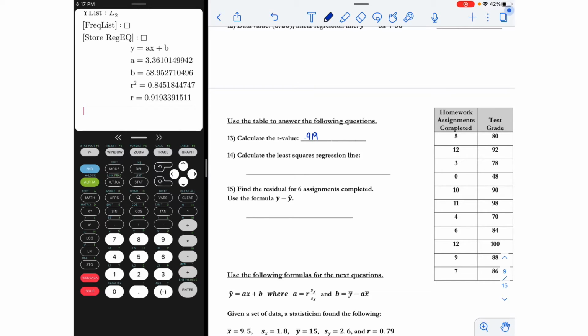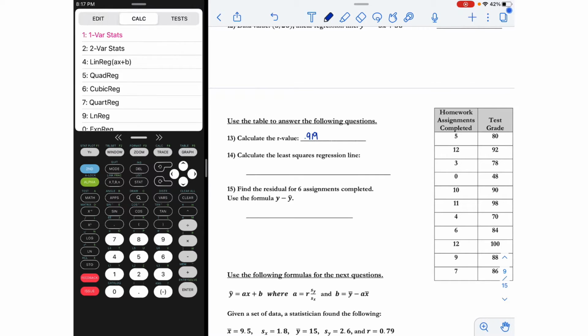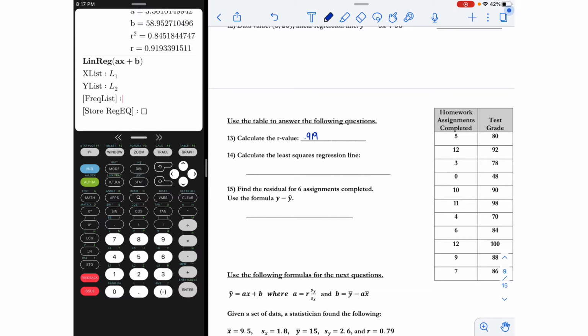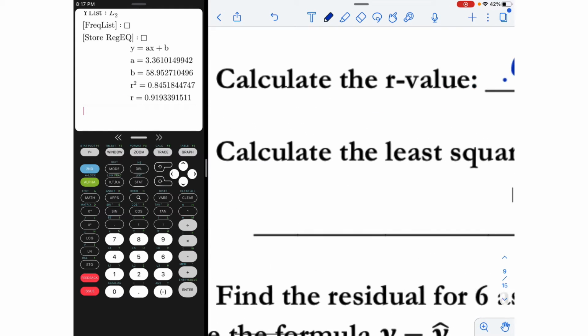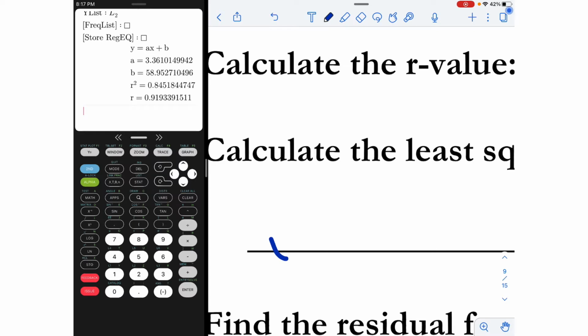It says calculate the least square regression line. So up here, where it says y equals ax plus b, it gives me the formula, it gives me the a value, and it gives me the b value. So I just have to plug and chug. So the least squares regression line, again, it's Stat, Calc, Lin Reg, enter. And I don't know why my iPad's acting up, but y hat is ax plus b.